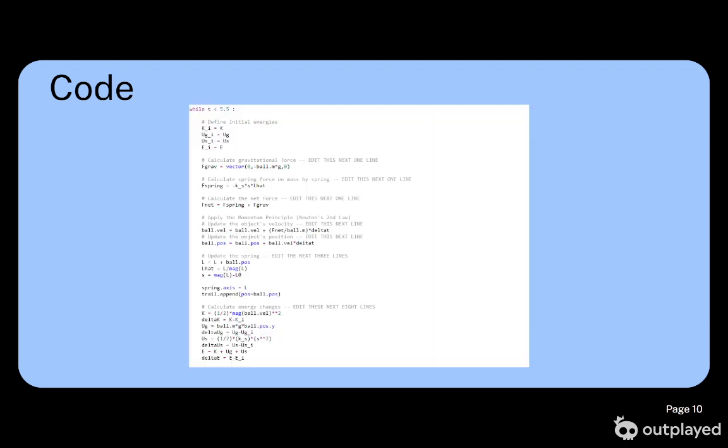And then we defined initial energies right here. The gravitational force, which of course is the negative mass of the ball times gravity. And then we have F spring right here with F net. And then of course we have the momentum principle right here, and then updating the spring.